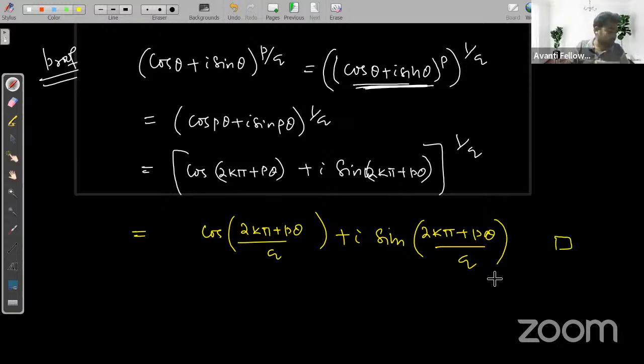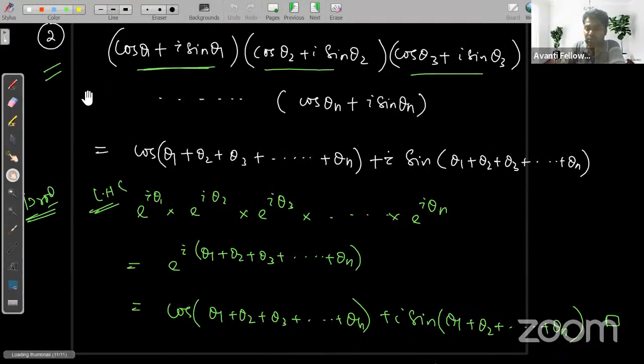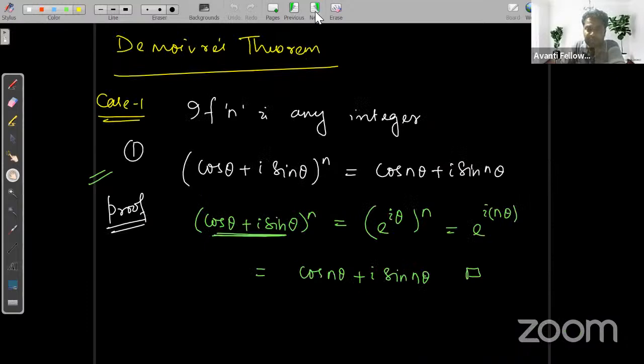Is it clear to all? Clear? Okay. Now we'll move on. This is all about your de Moivre's theorem. This is case 2, and this is the second portion of case 1. This is the first portion.